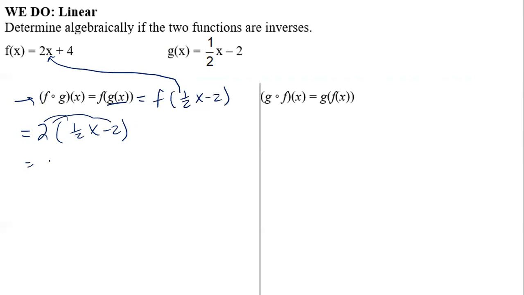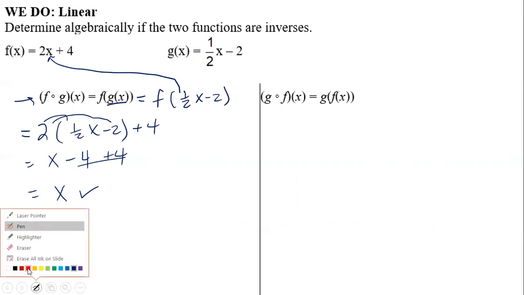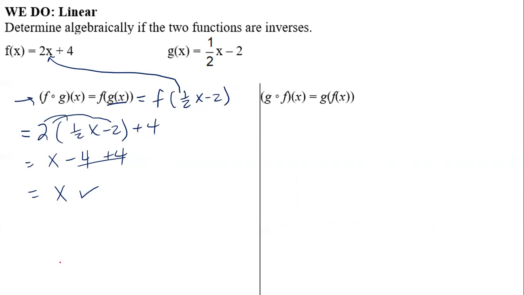2 times 1/2 is x. 2 times, I forgot my plus 4. 2 times negative 2 is negative 4 plus 4. When I simplify, negative 4 plus 4 is 0, and I'm left with just x. This is a good sign. So we're taking our composition skills and just using them to verify inverses.